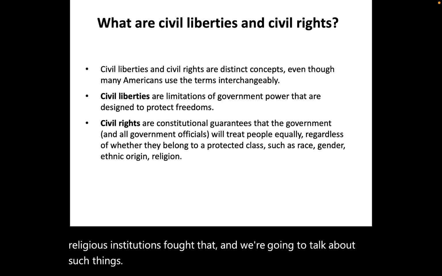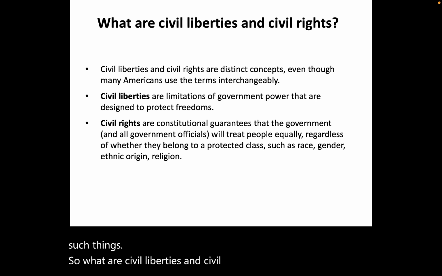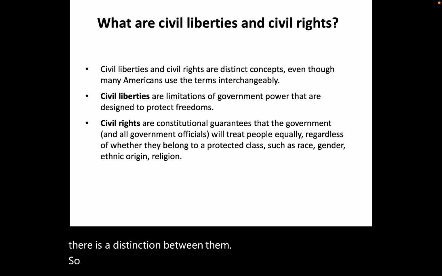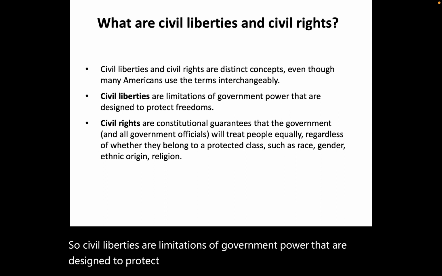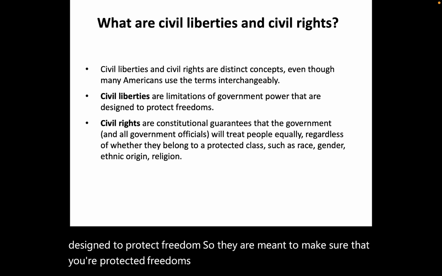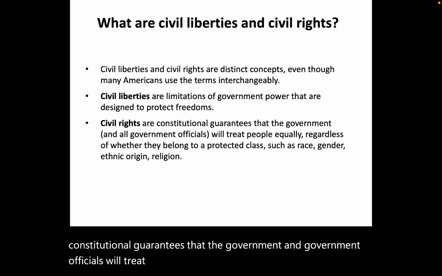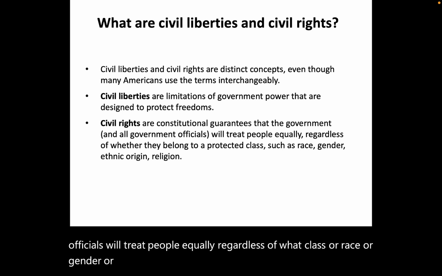So, what are civil liberties and civil rights? In this chapter, we're talking about civil liberties, but in the next one, we'll talk about civil rights. There is a distinction between them. Civil liberties are limitations of government power that are designed to protect freedom. They are meant to make sure that you're protecting your freedoms. Civil rights, on the other hand, are constitutional guarantees that the government and government officials will treat people equally, regardless of class or race or gender or ethnic origin or religion.